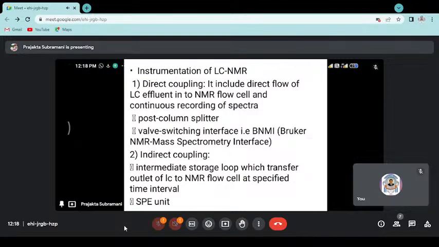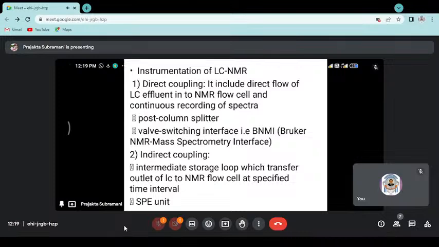Direct coupling includes the direct flow of LC effluent into the NMR flow cell, and there is a continuous recording of spectra. Means the effluent coming from the LC column, or separated from the LC column, directly enters the NMR flow cell, and there is a continuous recording of spectra.